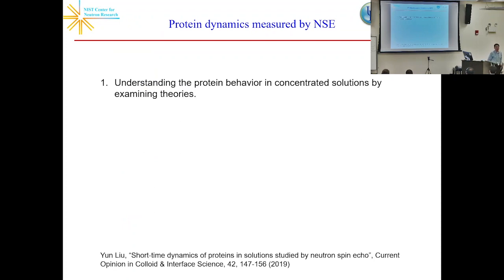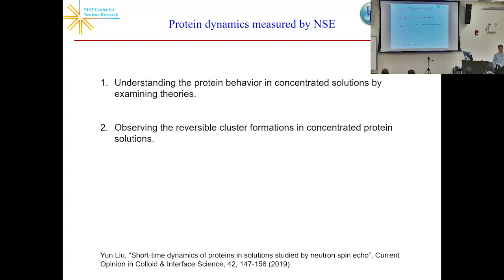Because today we are only focusing on certain things about protein dynamics, we try to study with neutron spin echo. I thought I would give you a flavor that there are many other things neutron spin echo can be used for to study protein systems. People have been using basic neutron spin echo to examine liquid series and study concentrated protein solutions. And also, people have been using neutron spin echo to look at the so-called reversible cluster formation in solution.